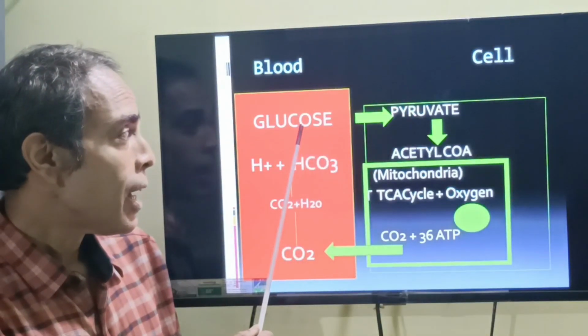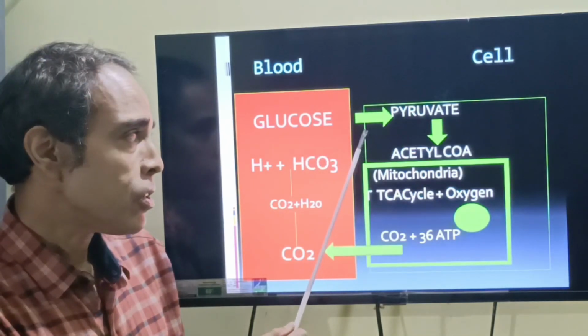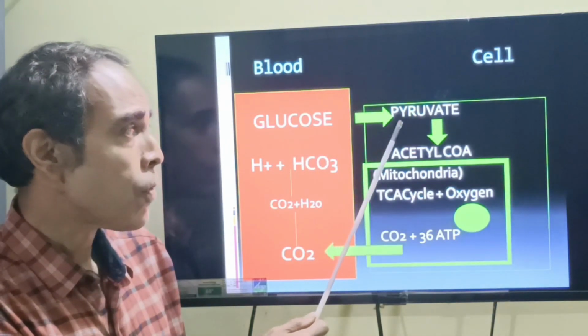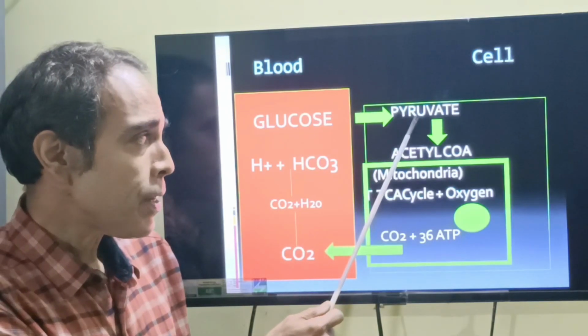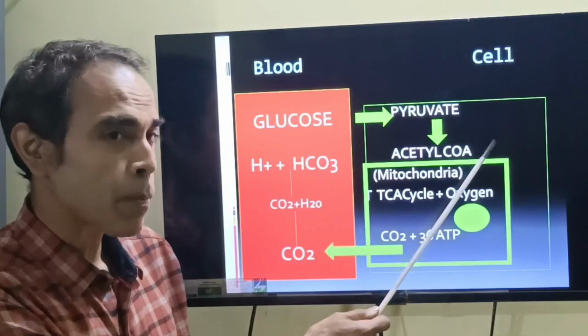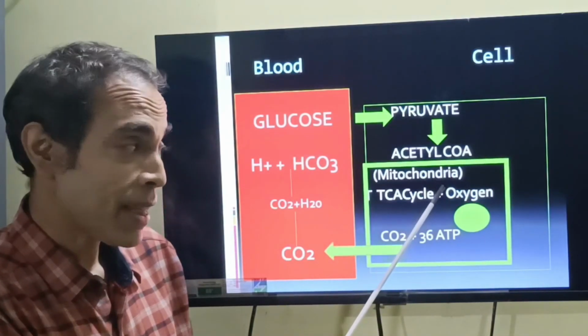Now this glucose, under the effect of insulin and certain messengers, enters the cell. Then this glucose is converted to pyruvate. Pyruvate is converted to acetyl coenzyme A. Mind you, this is in the cytoplasm of the cell. Now this acetyl coenzyme A enters the mitochondria of the cell.